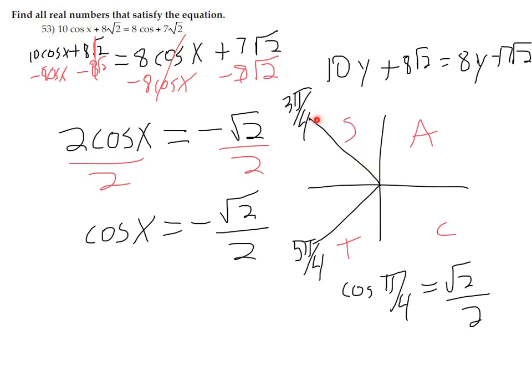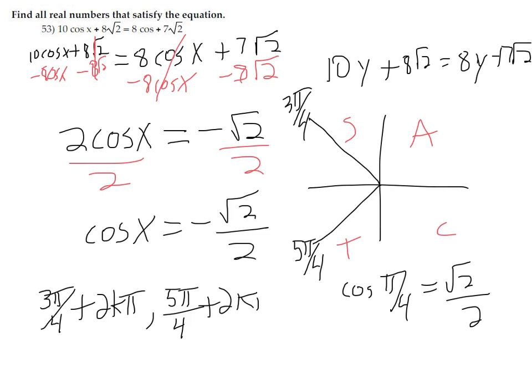So I actually have to take this answer and add a whole 2 pi to it to get it again and again. Then go to this answer and add a whole 2 pi to it, etc. So this is going to be very similar to the last problem. Our answer is going to be 3 pi fourths plus 2k pi, full time around the circle, and 5 pi fourths plus 2k pi.